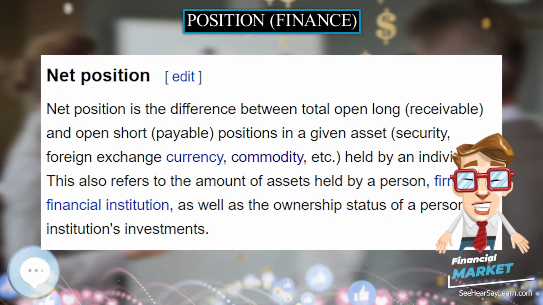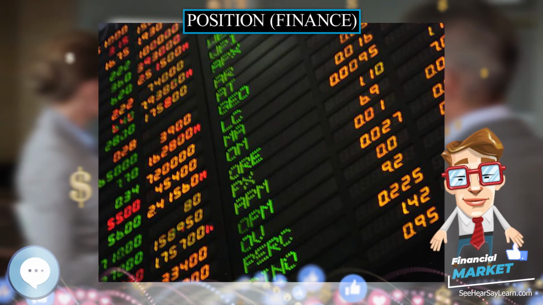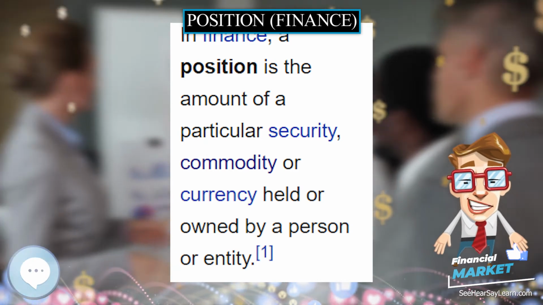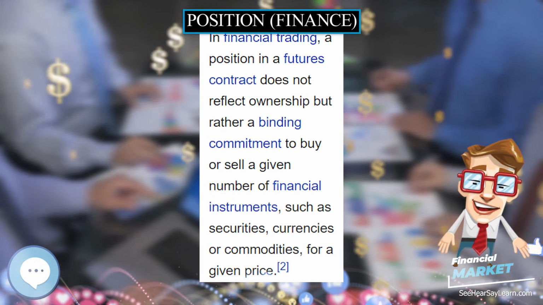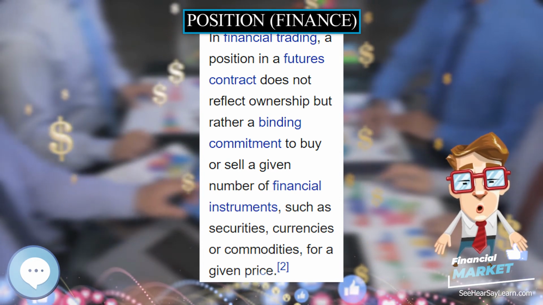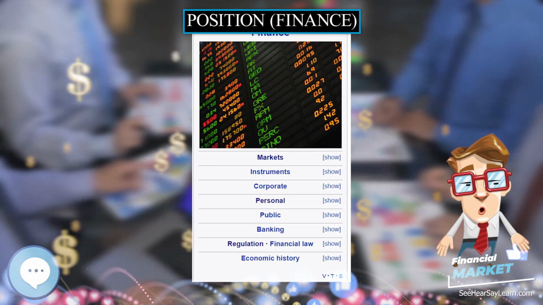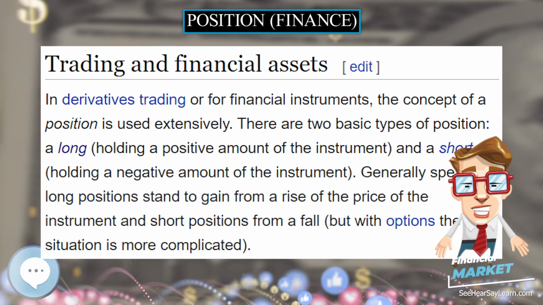Net position is the difference between total open long, receivable, and open short, payable, positions in a given asset, security, foreign exchange currency, commodity, etc., held by an individual. This also refers to the amount of assets held by a person, firm, or financial institution, as well as the ownership status of a person's or institution's investments.